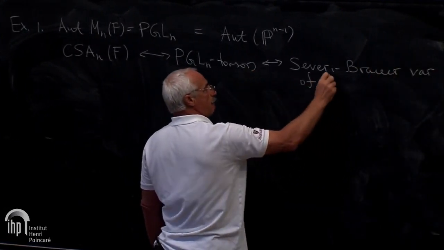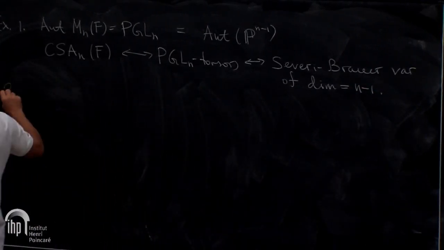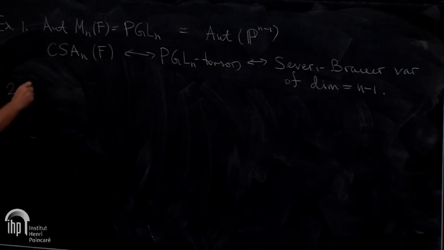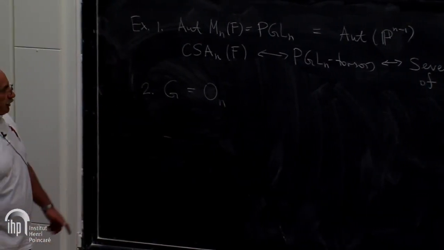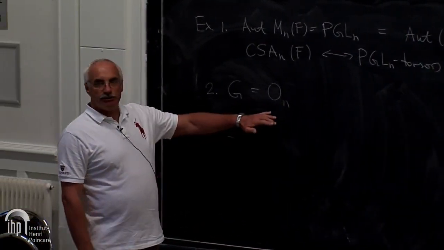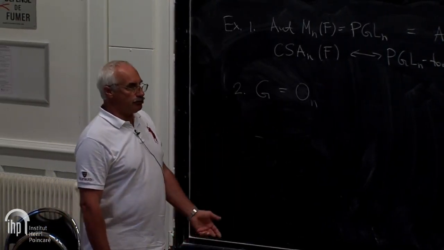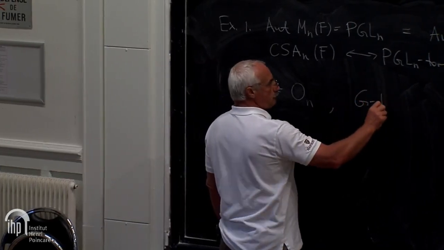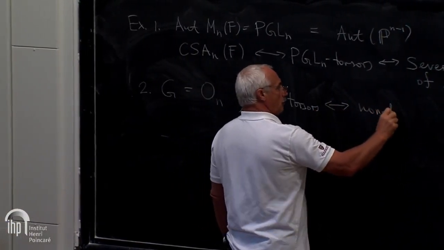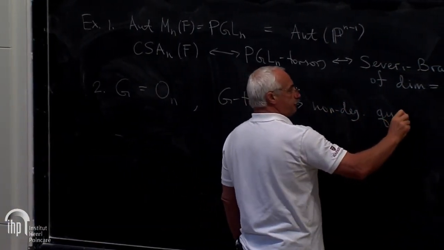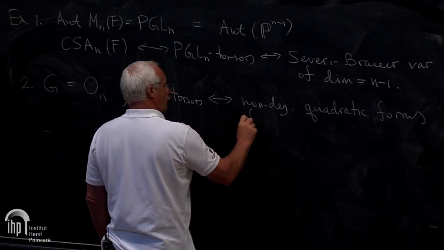Of dimension n minus 1. Well, if you take the orthogonal group of a non-degenerate quadratic form of dimension n, then the twisted forms of a quadratic form of dimension n is also a quadratic form of dimension n, non-degenerate. So the G torsors are in one-to-one correspondence with non-degenerate quadratic forms of dimension n.